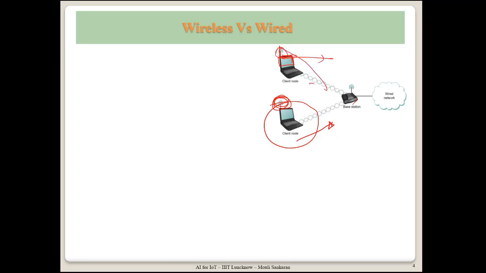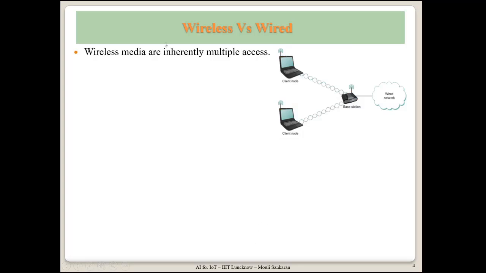Now, this transmission that devices do is also received by other devices in the range. So it is open to everyone who is listening to that particular frequency of this wireless communication. That is why it's called inherently multiple access. Many devices can access the signal which is being transmitted. So it is difficult to direct wireless signals to a particular device.